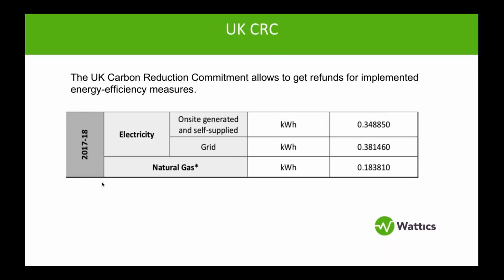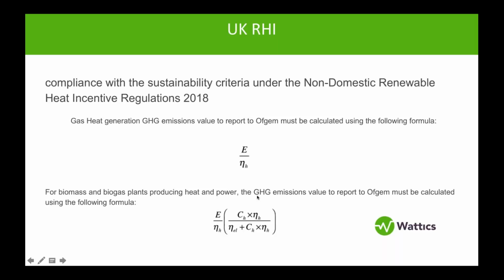Okay, so this is, for example, I put the UK CRC calculation, the Carbon Reduction Commitment. This is something that is happening in the UK. The kilowatt hour has to be multiplied by a constant according to this table, whether the electricity is on-site generated or is from the grid, or if it's natural gas. And this CRC allows you to get refunds if energy efficiency measures are implemented correctly. You can just create another formula meter by multiplying your total energy consumption of your building by one of these constants, and now you have your UK carbon reduction calculation.